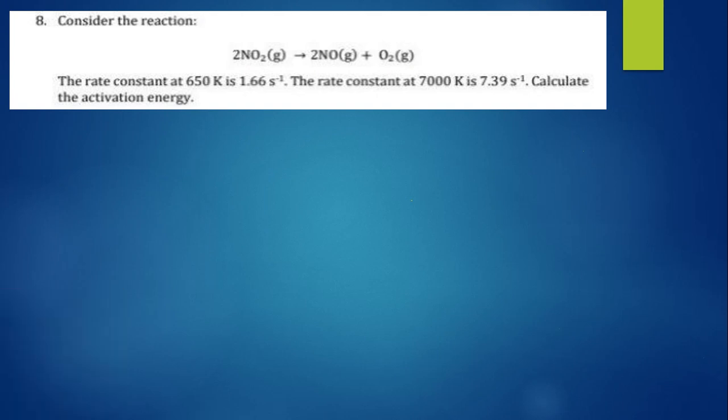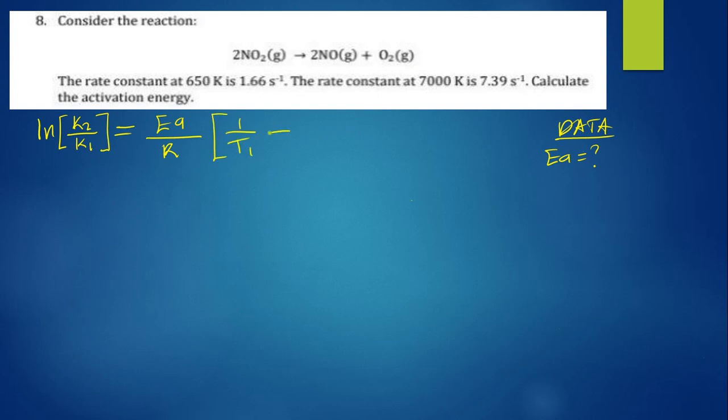The first thing, we need to come up with our data. The question is asking us to find the activation energy. And we need to know that the activation energy is given by ln of the final rate constant over the initial rate constant is equal to the activation energy, the one we want, over the gas constant R, open bracket, 1 over the initial temperature minus 1 over the final temperature, like that.